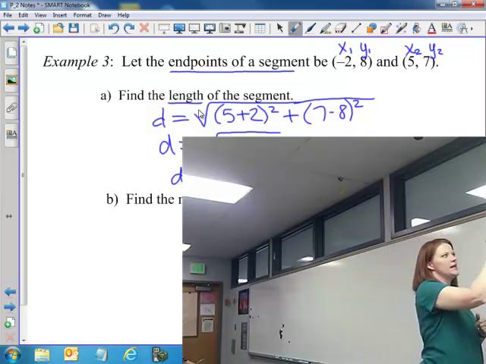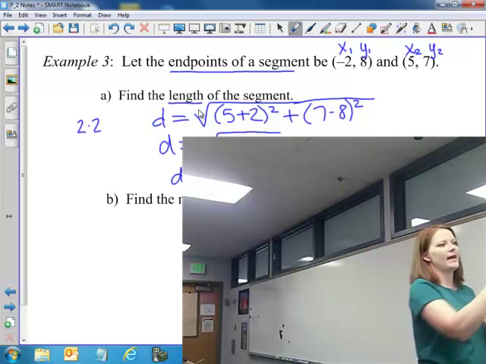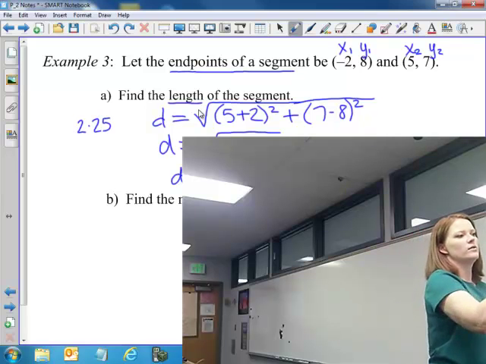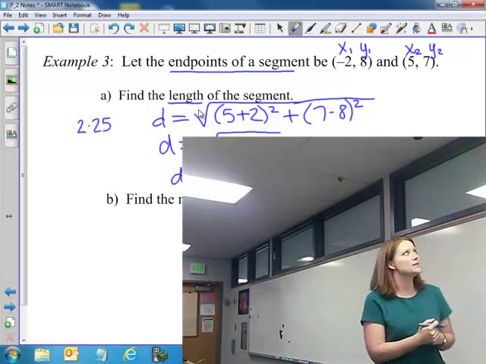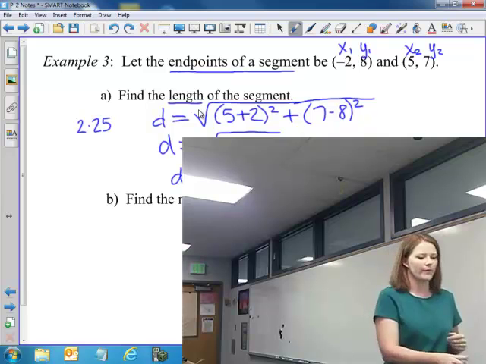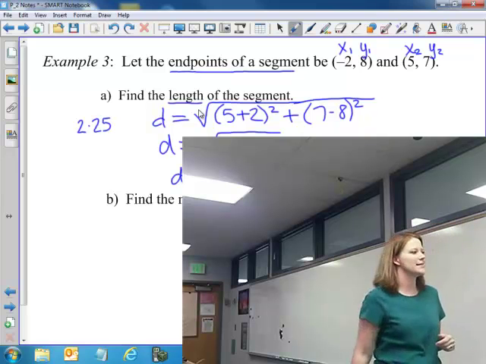But if we're thinking about the square root of 50, we can actually simplify it. And if we want to think about some perfect squares, how about 2 times 25? So how about 5 square root of 2? 5 square root of 2 is our distance that is simplified. All right. There are no units given, so we don't have to put any units on our answer.